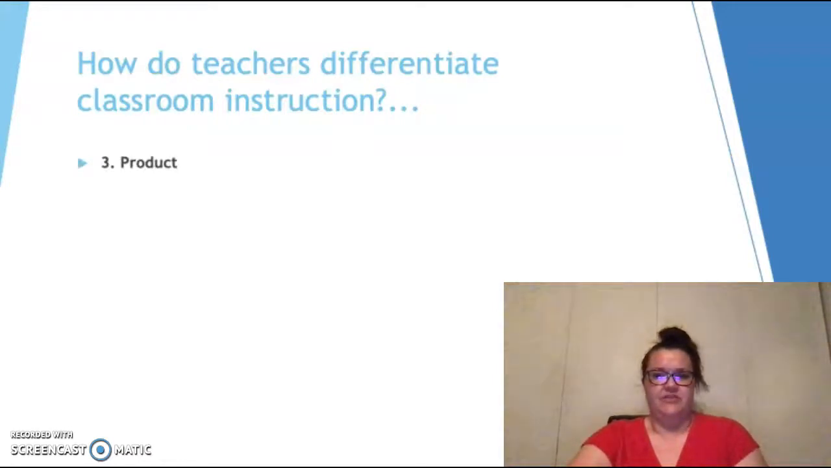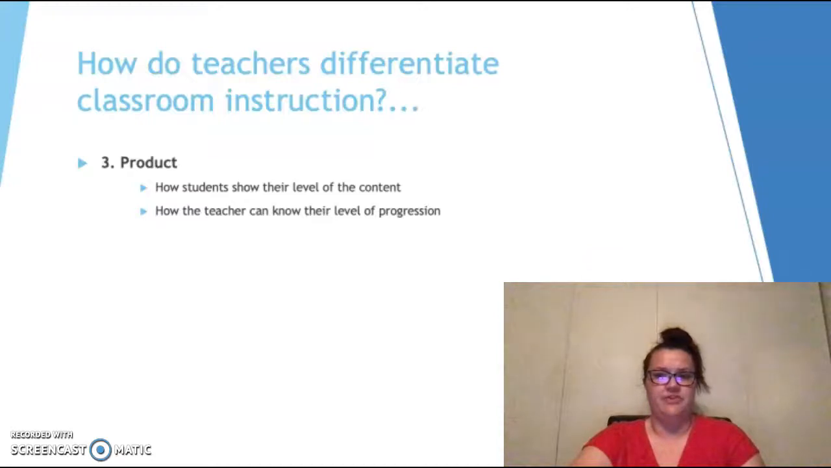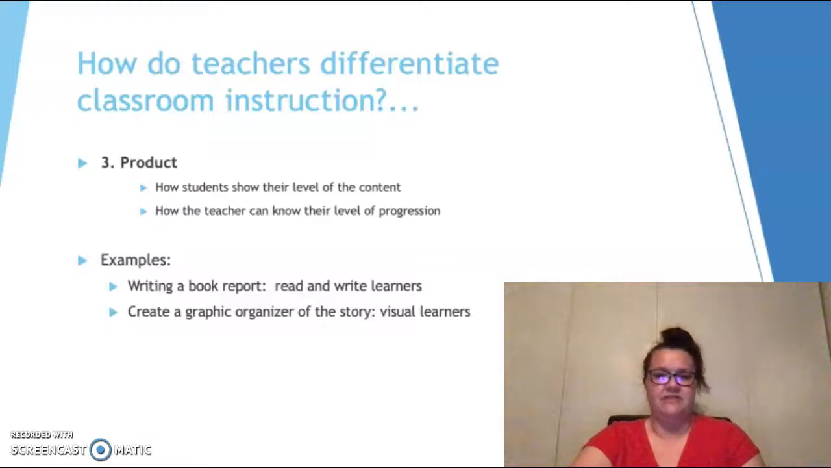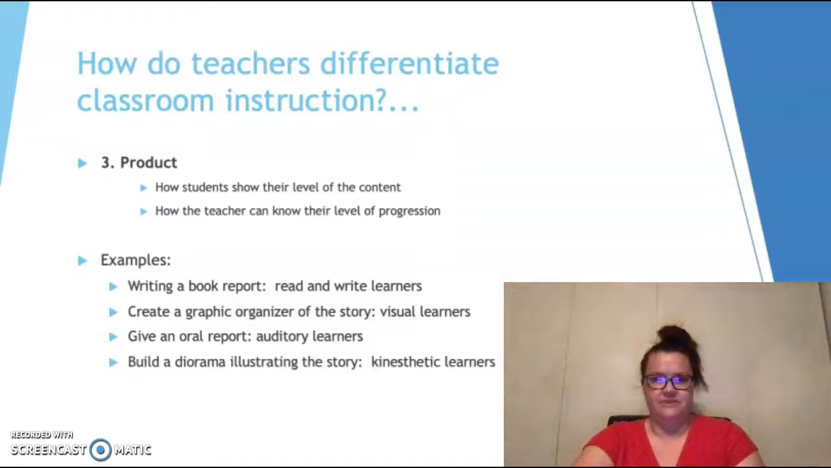Another way to differentiate learning is by looking at the end product. This is how a student demonstrates their mastery level of the content, as well as how progression can be tracked by the teacher. This can come in various forms, such as writing a book report for reading and writing learners, creating a graphic organizer of the story for visual learners, giving an oral report for auditory learners, and building a diorama illustrating the story for kinesthetic learners.